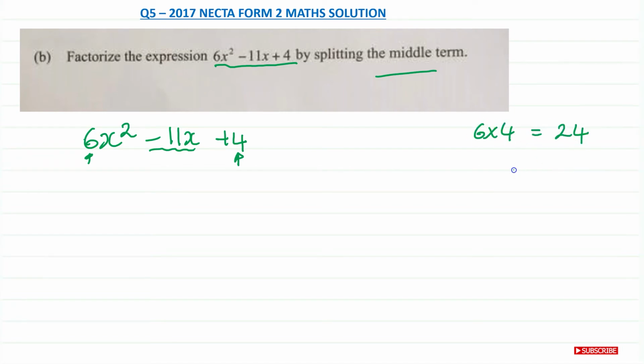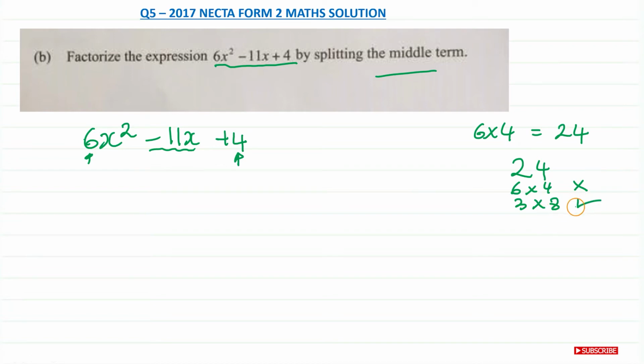So 6 times 4 is 24. And then I look for the number pair that makes 24, which will give you 11. So 24, I can do 6 times 4. Will that give me 11? No. So let's just write them anyway. This does not give me 11. I've got 3 times 8. Will this give me 11? Well, I need -11 actually. So yes, -3 and -8 will give me -11.